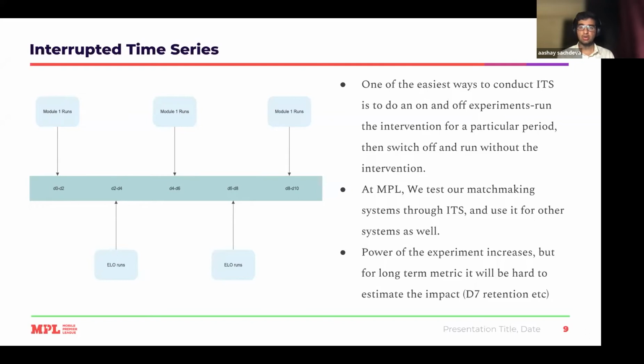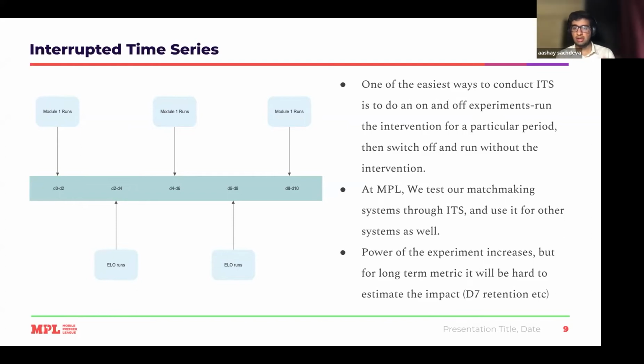So how we go about it: we call our ML algorithm module 1. For 2 days, we run our ML algorithm, and then for the next 2 days, we run our base algorithm, which is the ELO algorithm. And then we again run our module 1, and then we again switch it off. After this time span has passed, we now have data of how that same group is doing when module 1 runs versus when module 2 runs.